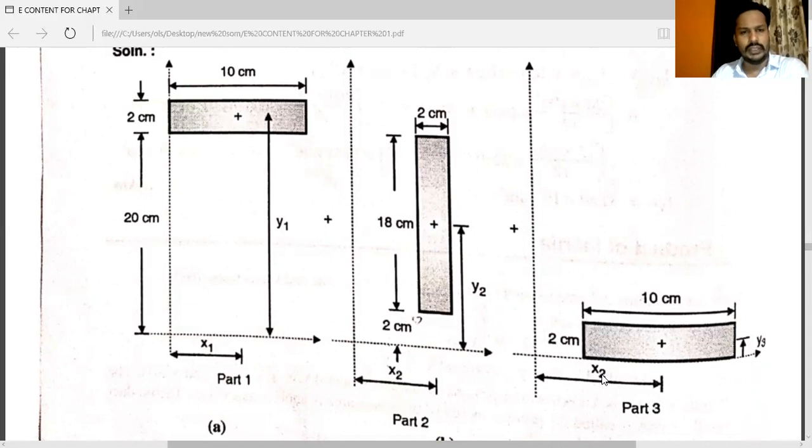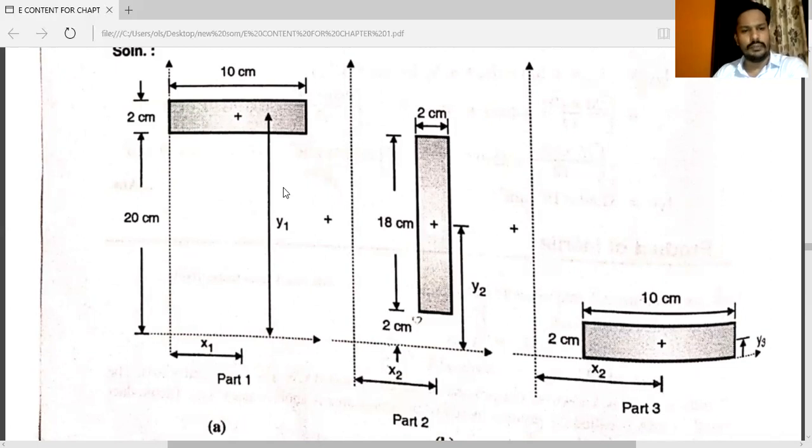So for every area, you have to calculate the x distance from the vertical axis. Here, from this vertical axis to this horizontal distance, that is x1 mentioned here. In this diagram, from the vertical axis, the distance is x2. You can see this, y-axis to this centroid point distance, that is x2. And here, from this y-axis, the distance is x3. This is your x3.